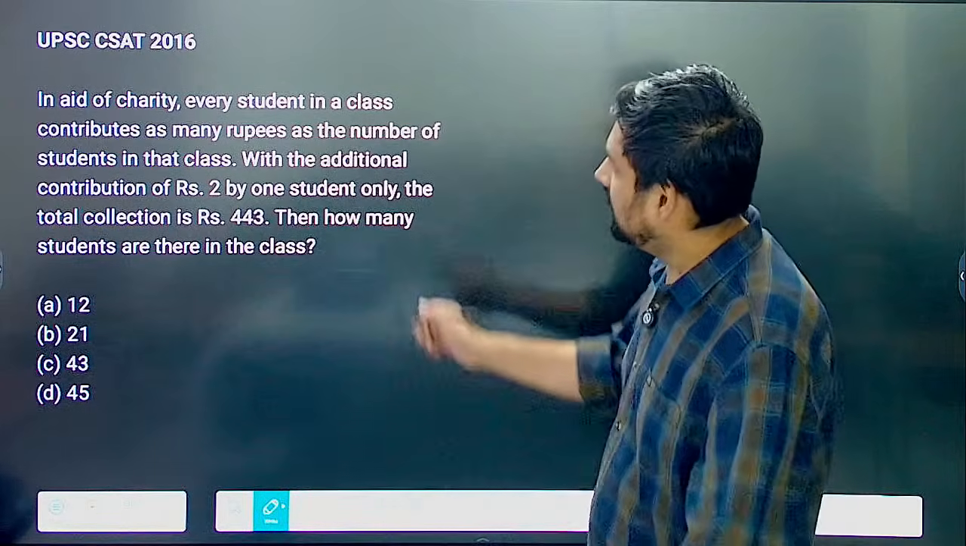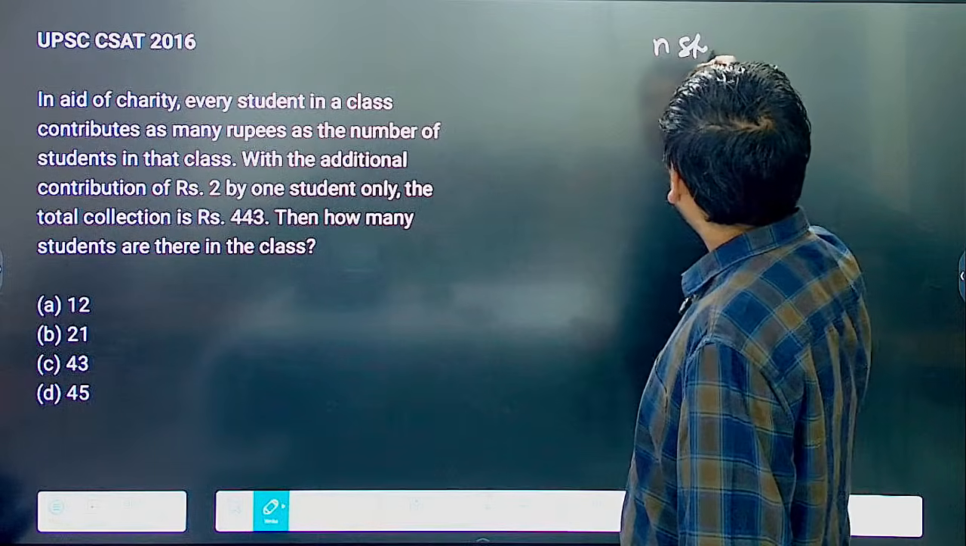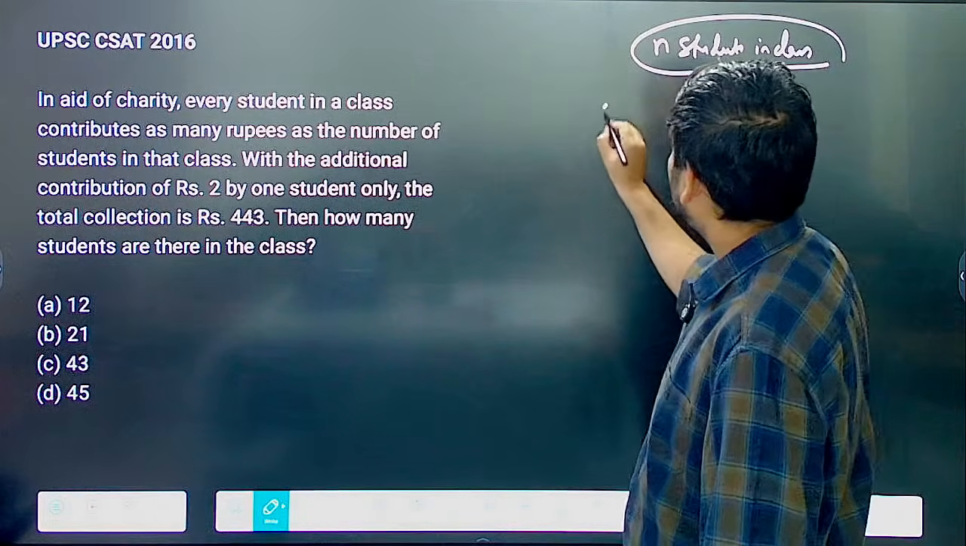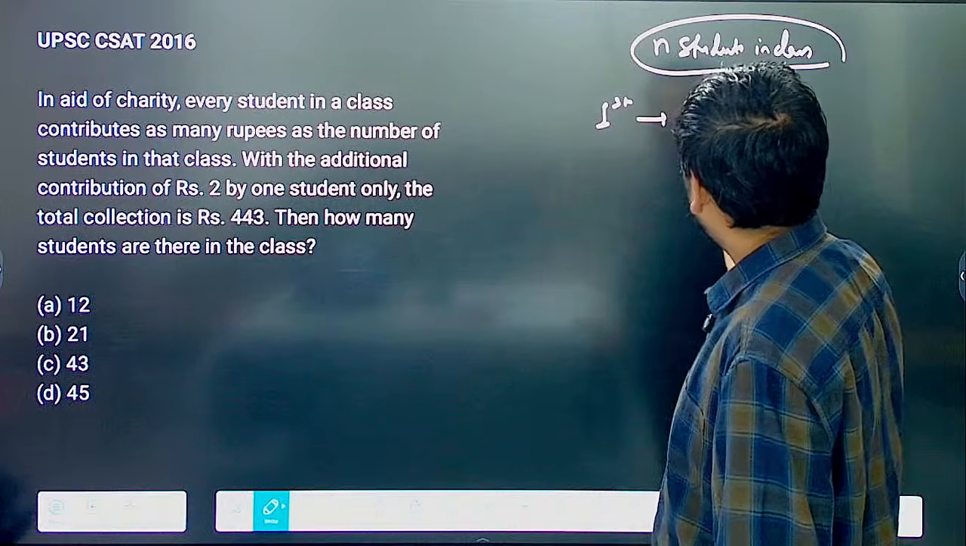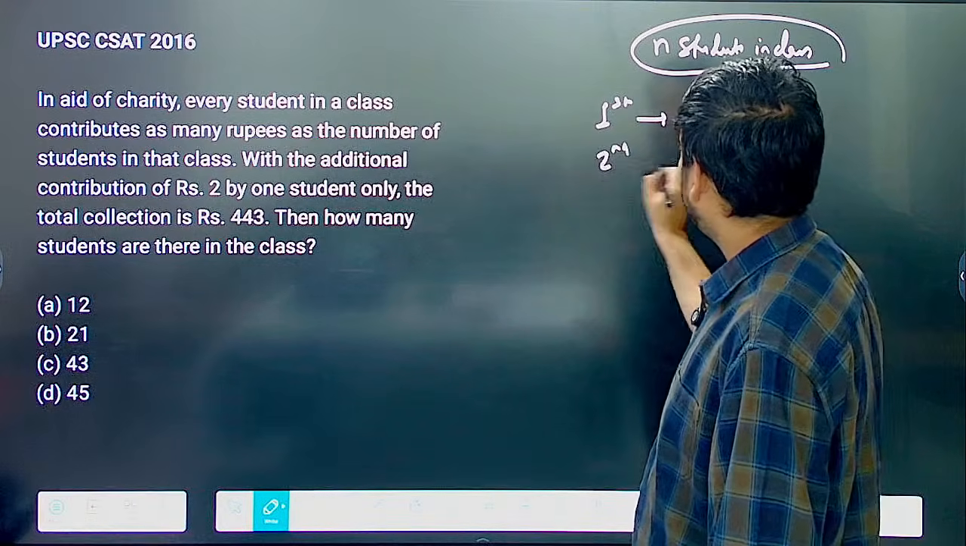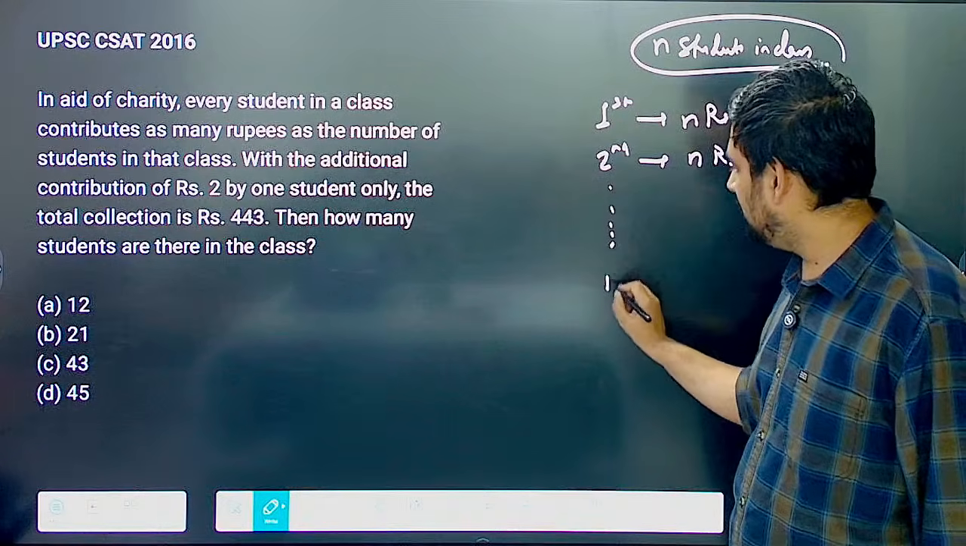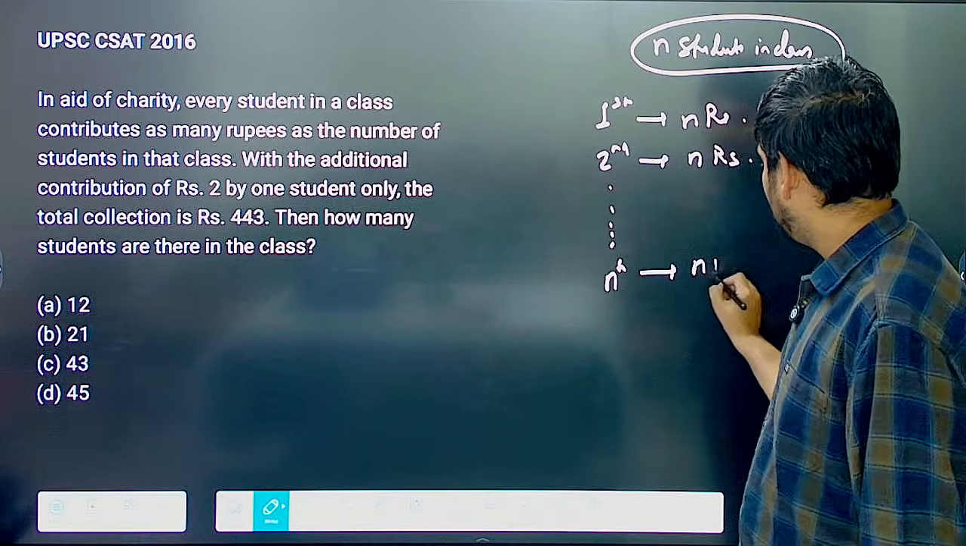So what you have to do? See, if there are n students in the class, then see what the first student will give. First student will give n rupees. What will the second student give? He will also give n rupees. What will the third student, the fourth student, the nth student give? He will also give n rupees.